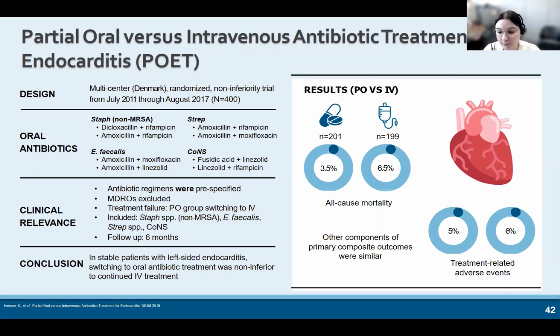The trial concluded that with endocarditis of the left side of the heart, for patients who were in stable condition, changing to oral antibiotics after at least 10 days of IV treatment was non-inferior to continued IV antibiotic treatment.